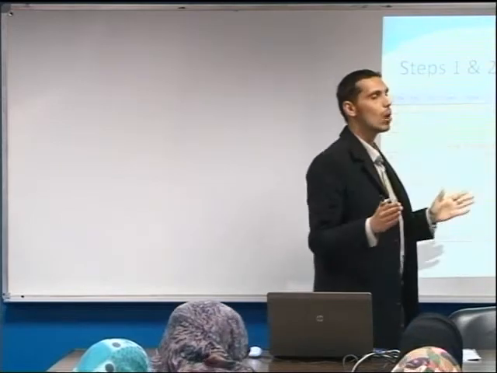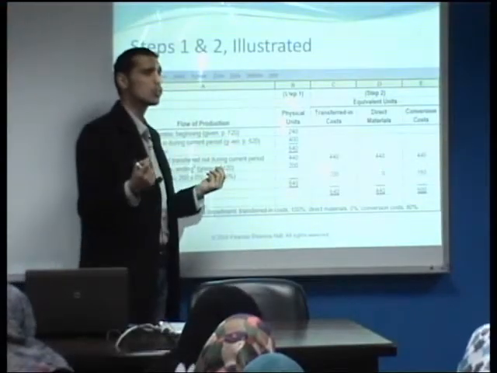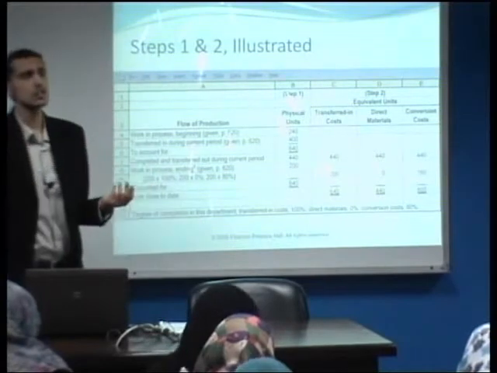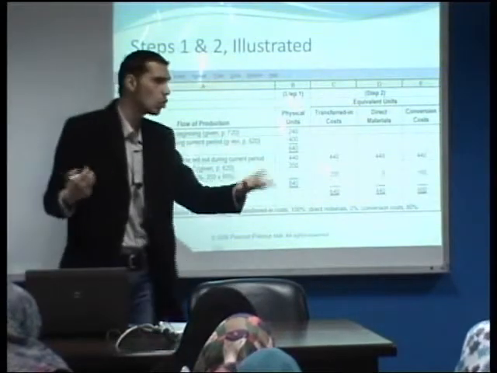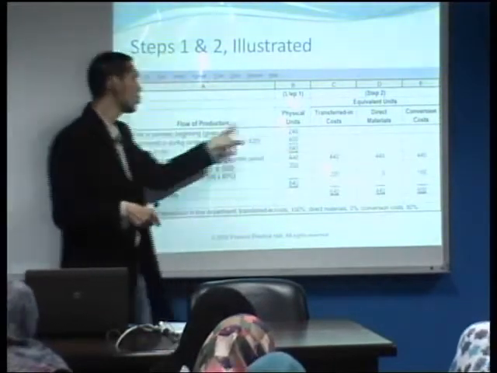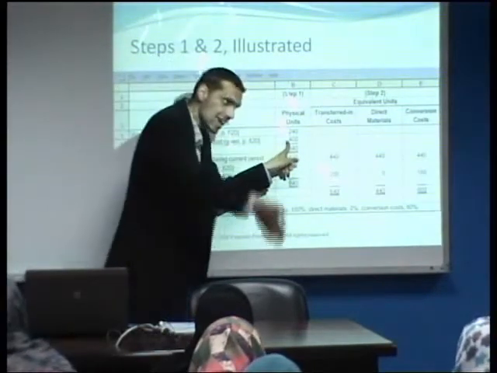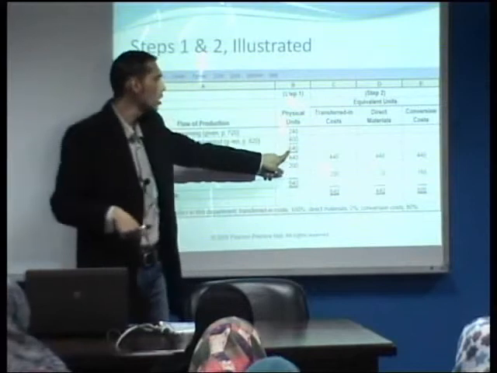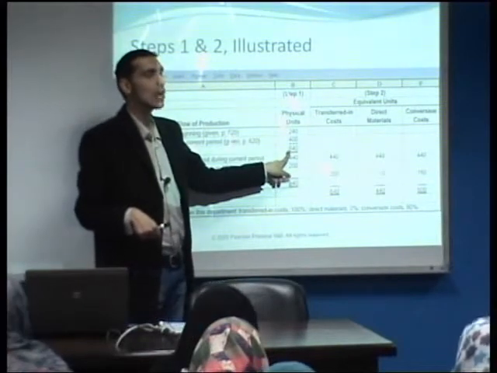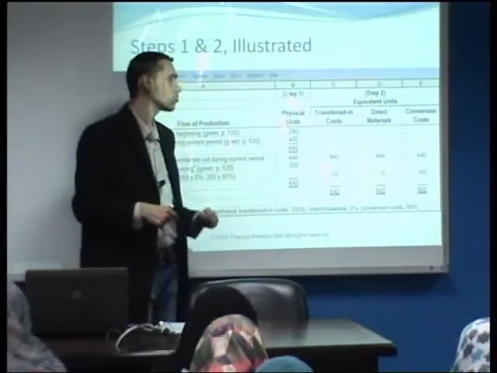Therefore, step number 1, we need to answer 2 questions. From where did these units come from and where did they go? 240 were as beginning work in process, 400 was transferred in March. Therefore, the total units to account for is 640.